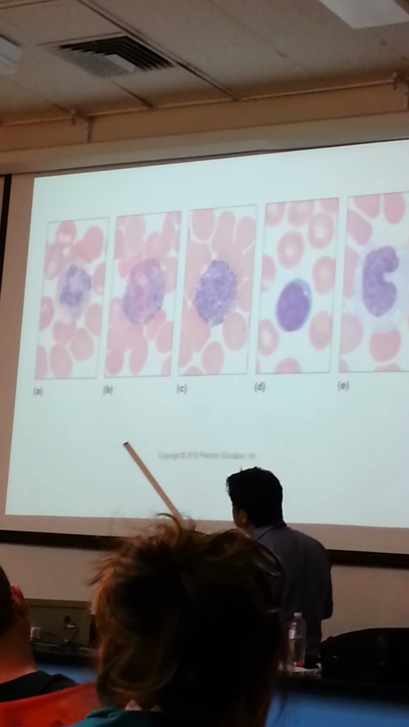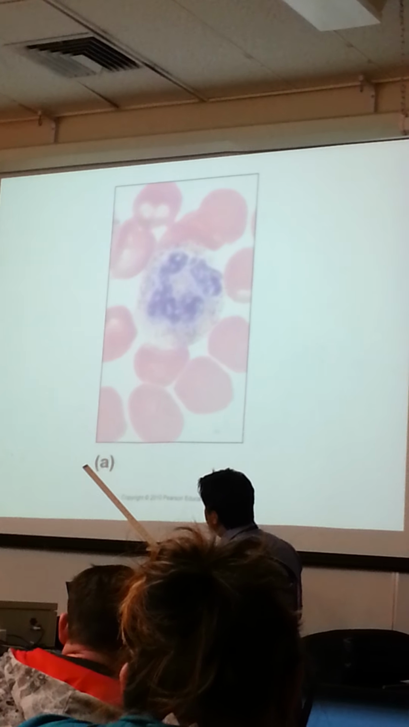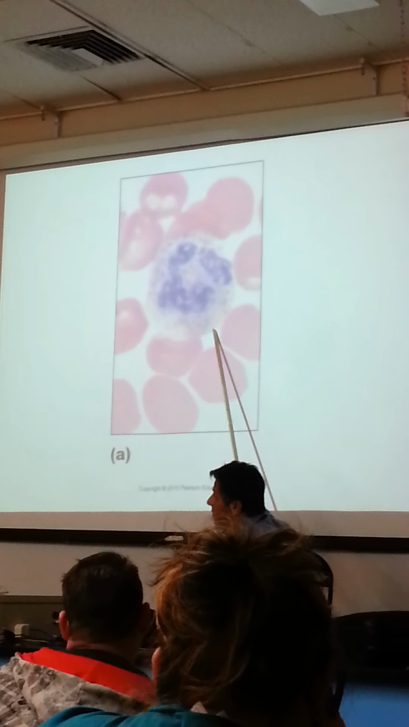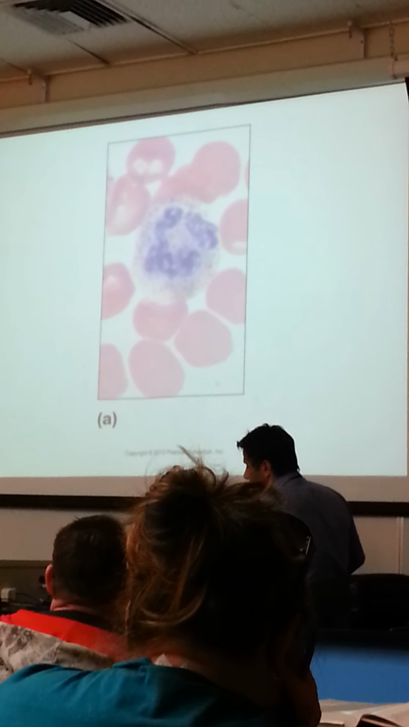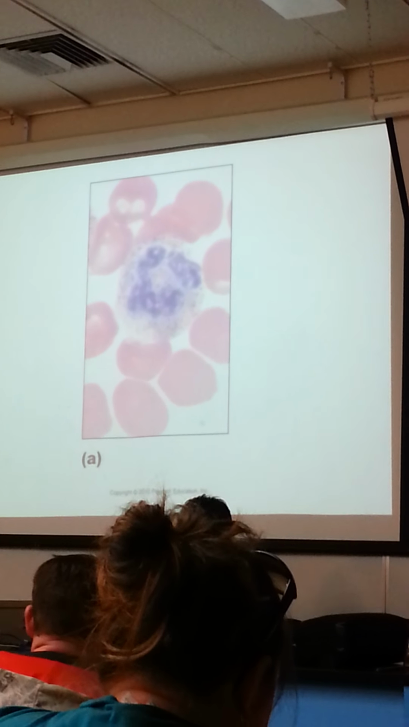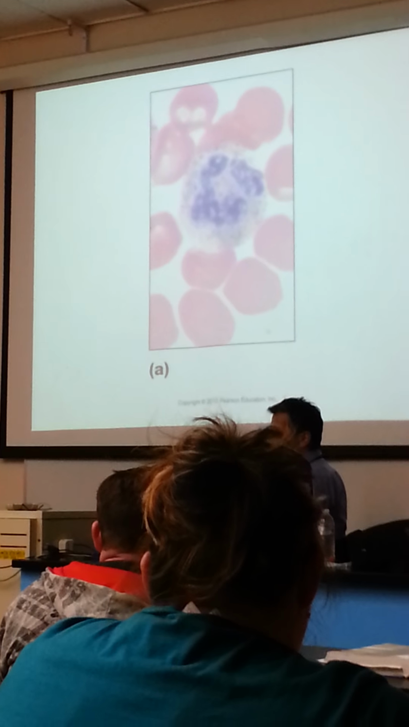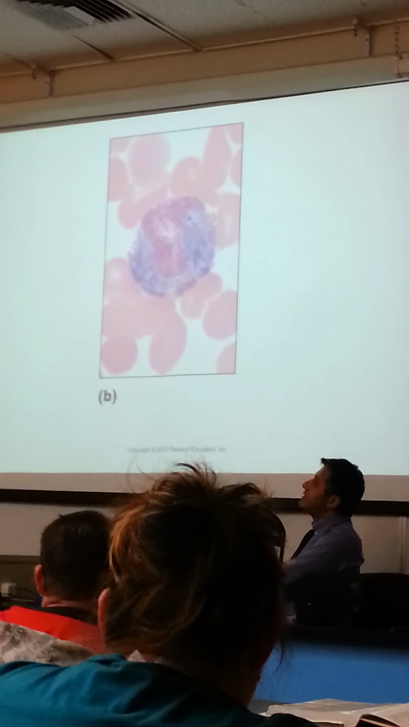What is this? The blood cells. What is the function of neutrophil? Phagocytosis. What is the normal value of neutrophil? 60 to 70. In what condition does neutrophil increase? What is this? Eosinophil.